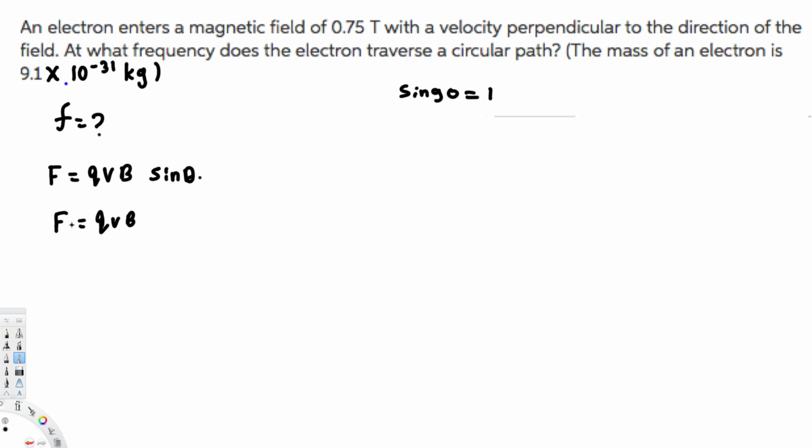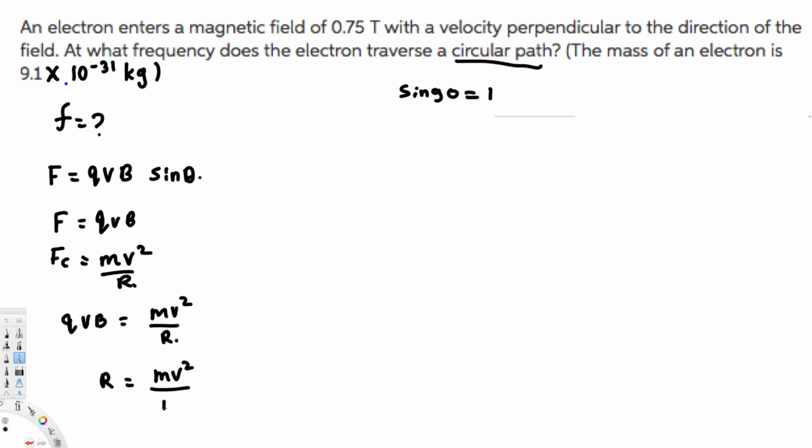F is equal to QVB, and this is in a circular path, so we are going to have a centripetal force that's given by mv square over r. Now we can equate both of them, right? So QVB is equal to mv square over r. Now let's bring the r to this side, and the other things to the other side.